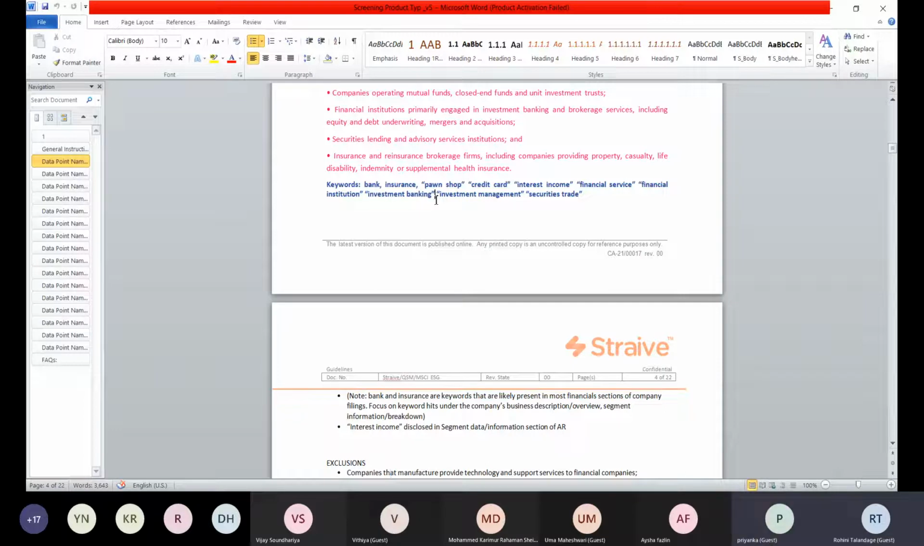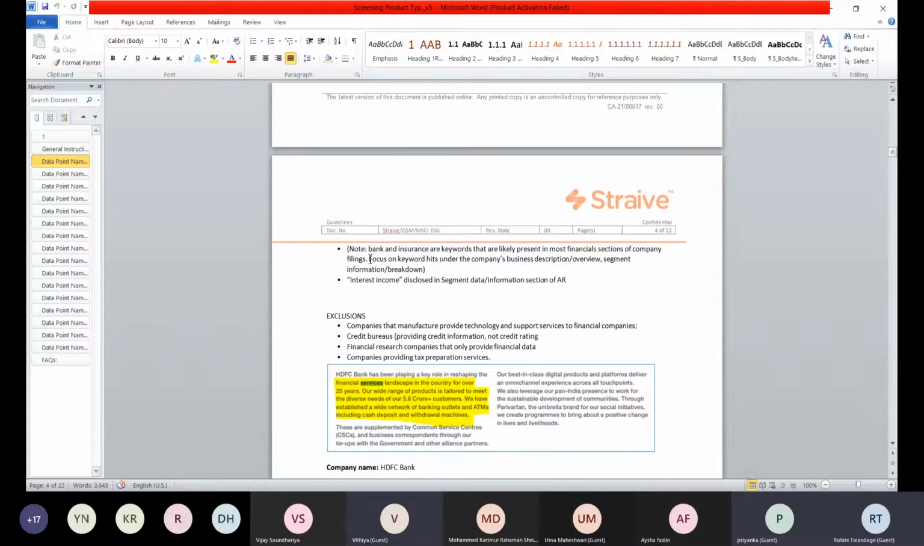For bank and insurance, we will get so many results. So in that case we have given a note here. For bank and insurance we get so many results, so we have to focus on the hits which are given under the business description or overview or the segment information. In that case we can mark yes.